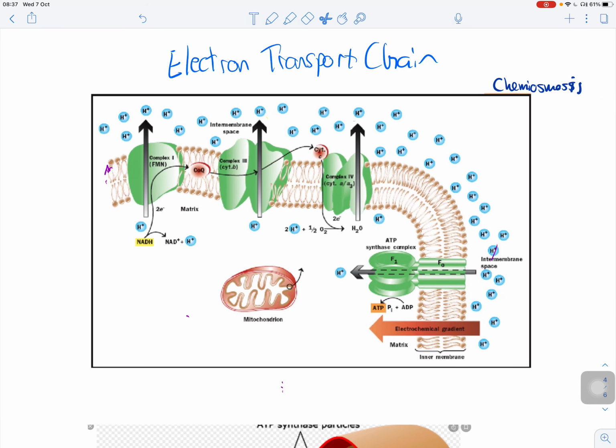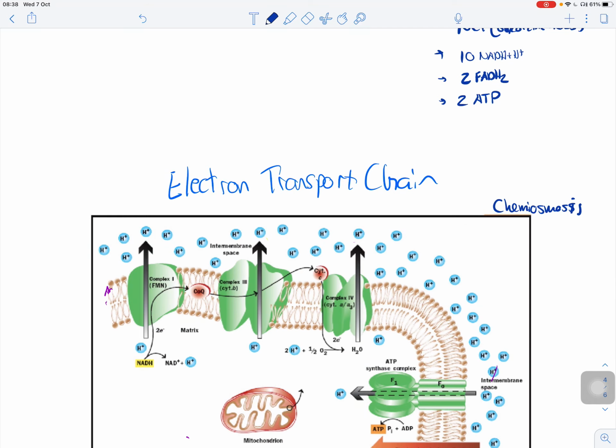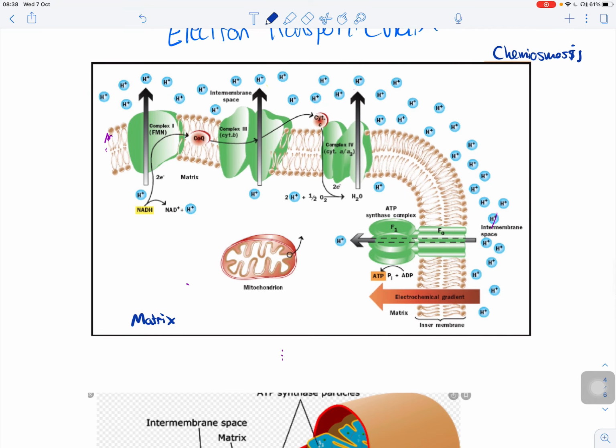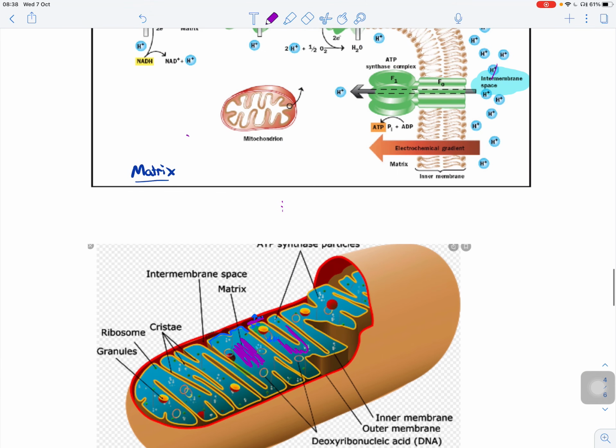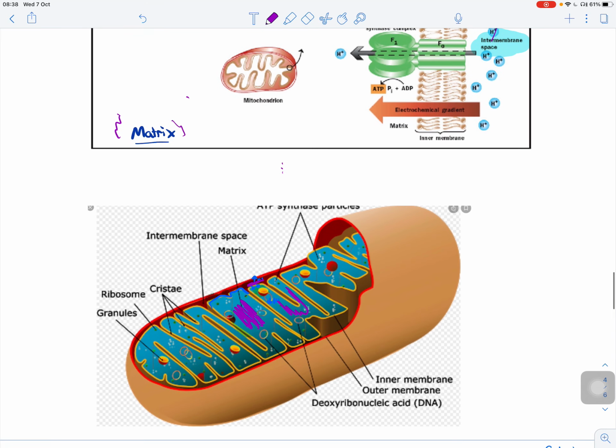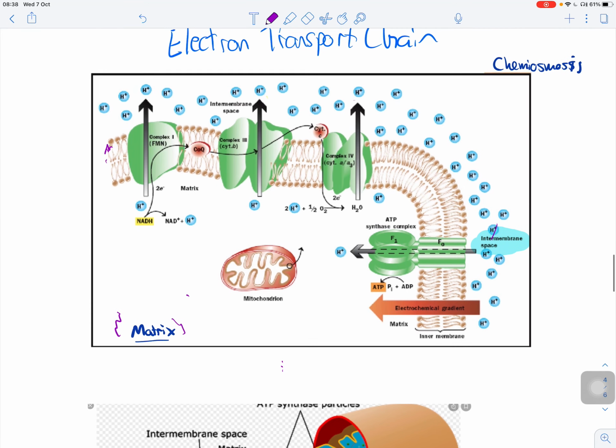So now it's about what happens here. How do we generate that other approximately 34 ATP molecules that need to be produced here? So this is inside the matrix here, and this is the intermembrane space. Okay, so if you're looking at a mitochondria, this is where we're at in here. So we're in here with the matrix, okay? And then with the intermembrane space, we're out here. This kind of thinner space is out there, okay?